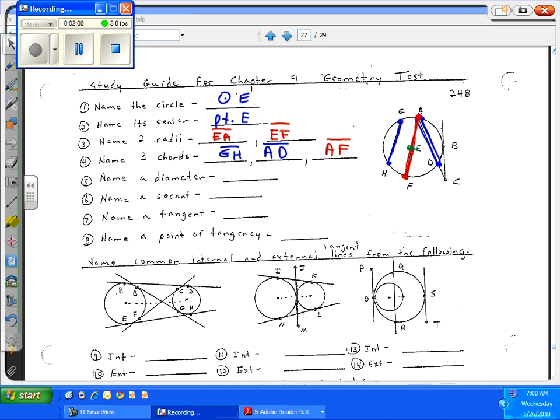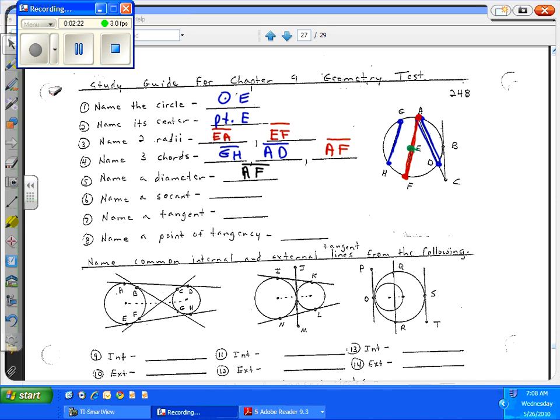AF is a chord that passes through the center. It represents the full distance across the circle, and we call that a diameter. A diameter is a chord that passes through the center of a circle. A diameter is the distance across a circle.